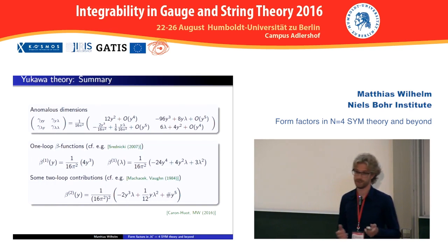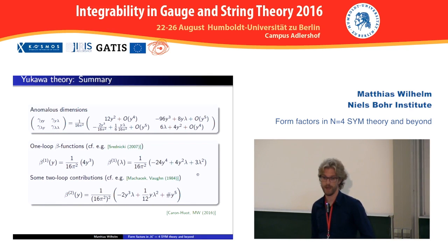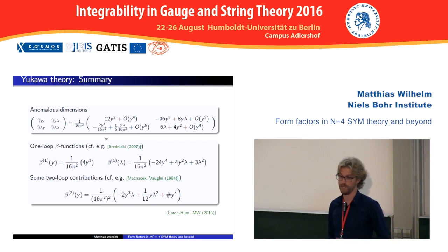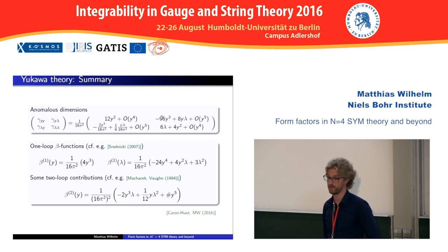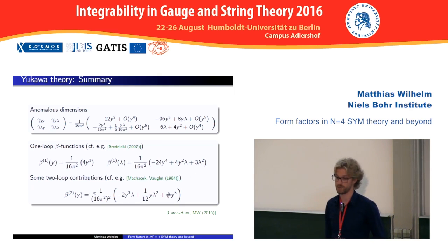Let me now summarize our results on Yukawa theory. From the aforementioned calculations, we obtain this mixing matrix. As in Yukawa theory, the derivative of the beta function are just equal to those mixing matrix elements, and from them we obtain the one-loop beta functions shown here, which are well known, as well as some contributions at two-loop order.